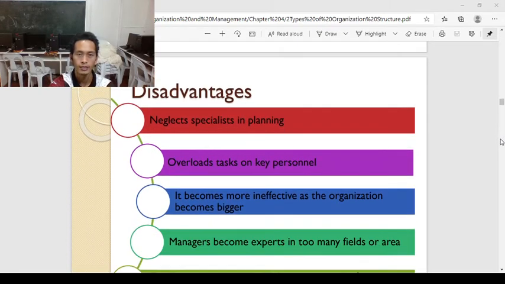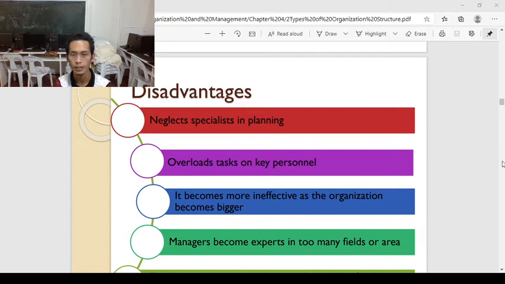Okay, disadvantages: it neglects specialists in planning. So kulang siya og mga specialists in planning like HR, like quality assurance, and it overloads tasks on key personnel. So overloaded kayo ang first line. It's not the first line, the workers or the salesperson.